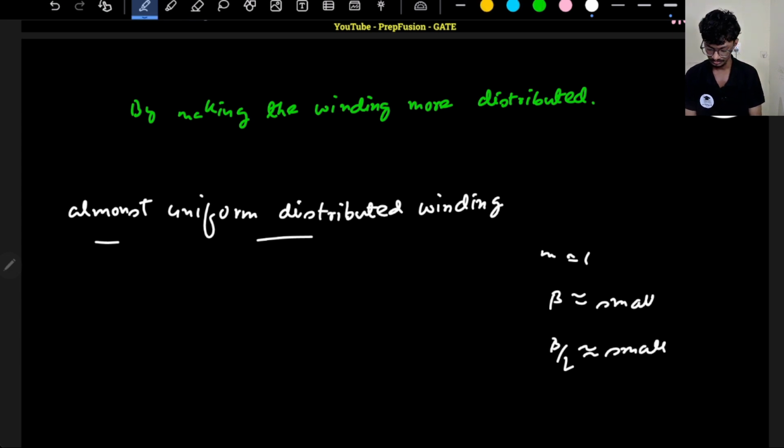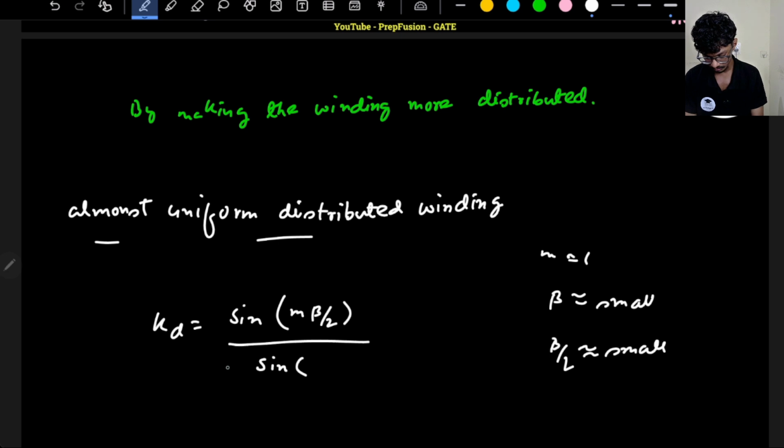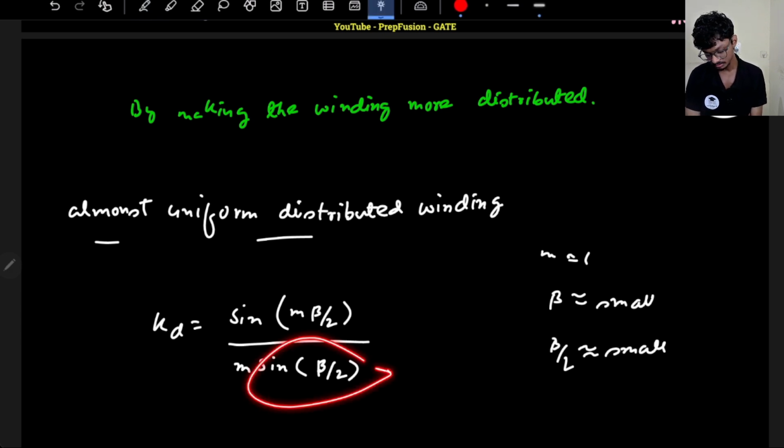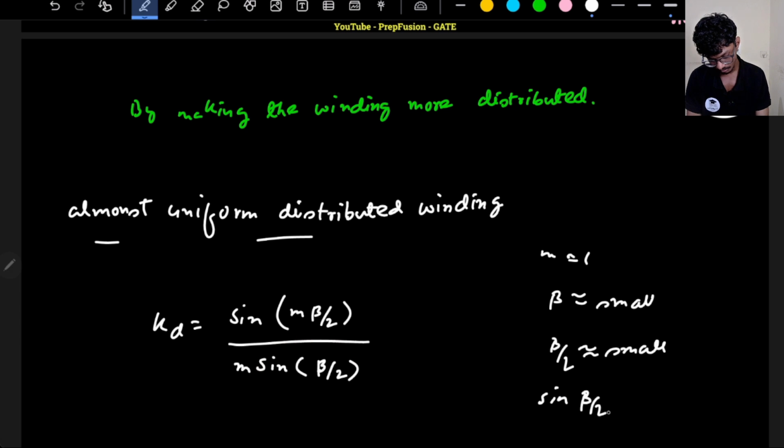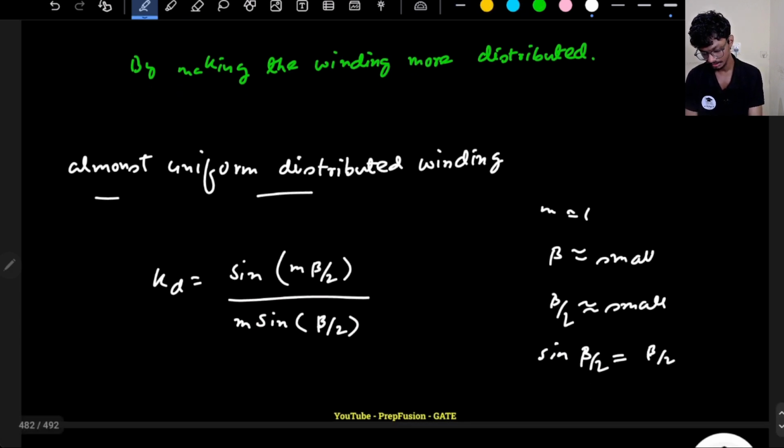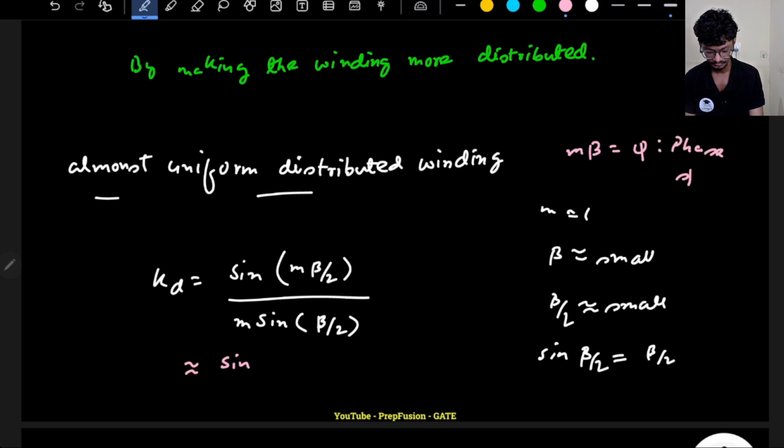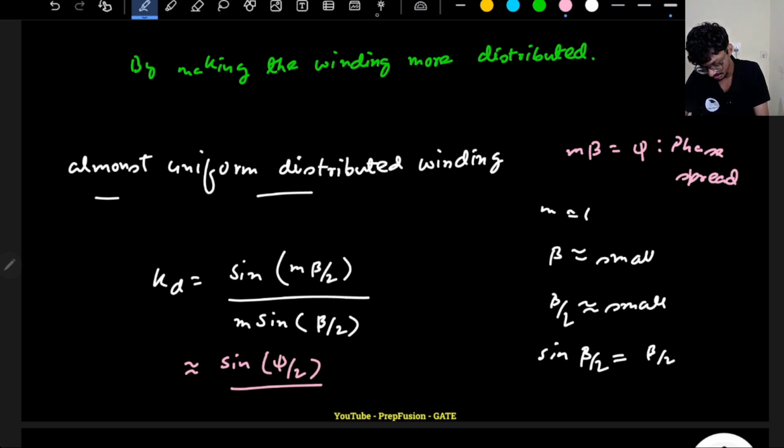So the formula Kd will change. This is what you have to keep in mind. Kd is sine of m beta by 2 divided by m into sine of beta by 2. Okay, so if beta by 2 is very low, then sine of beta by 2 equals beta by 2. Now m beta is xi, the phase spread we discussed in the previous lecture. So sometimes this formula is written in a few books as sine of xi by 2 divided by xi by 2, into Kd.